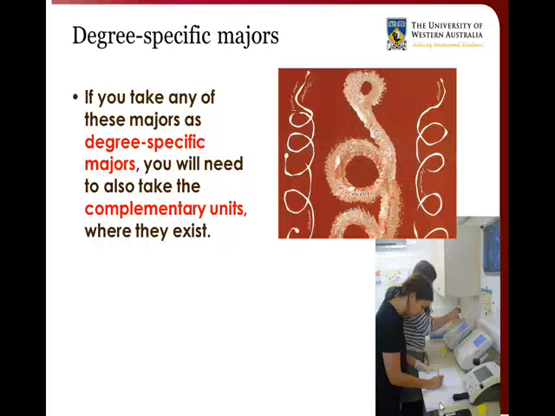I'm sure that many of you know this, but just to remind you that if you take any of the majors listed on the previous slide within the Bachelor of Science, you will also need to take the complementary units for that major. If you take a major as your second major, you're not required to do the complementary units.